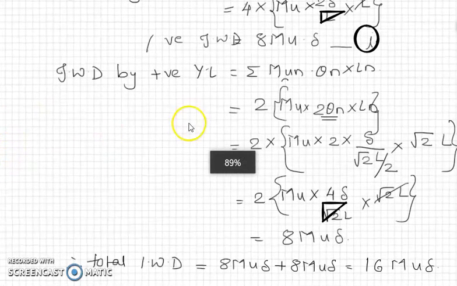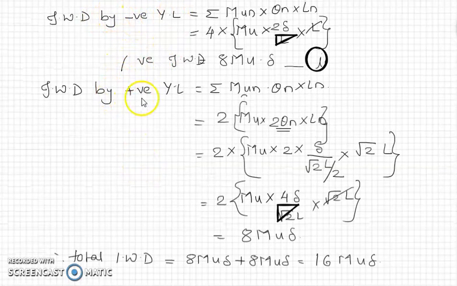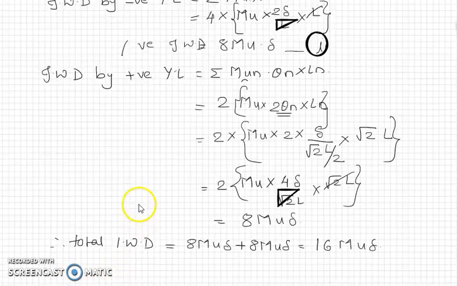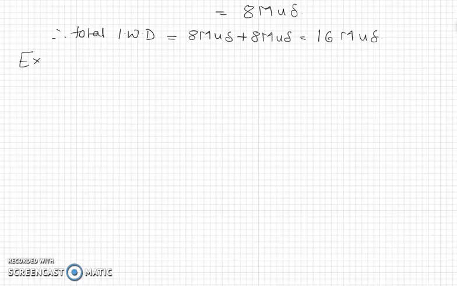Okay, so what we have done, we have split this into 2 halves, internal work done by negative yield line and internal work done by positive yield line. And after that, we have simply added both the equations to get the total internal work done in the slab, which comes to 16 mu delta. Now we will see about the external work done.